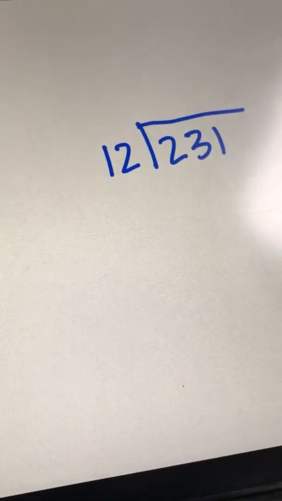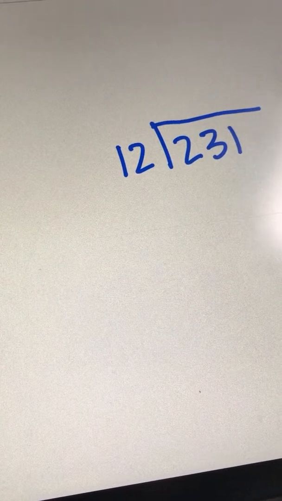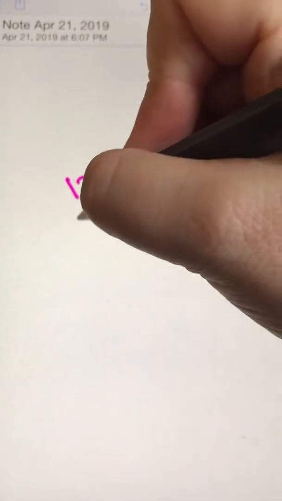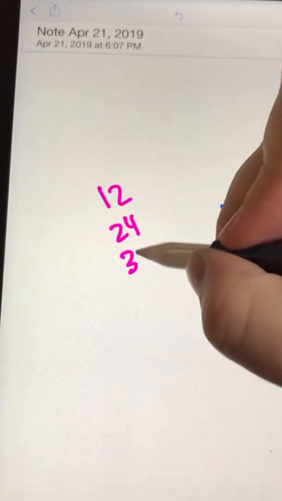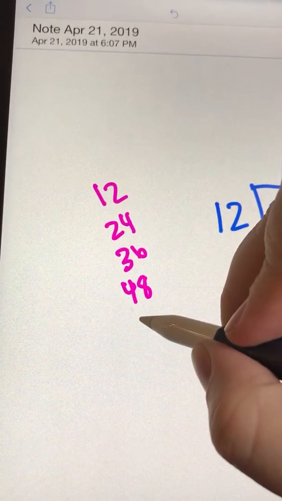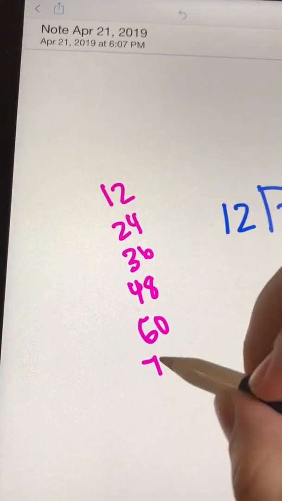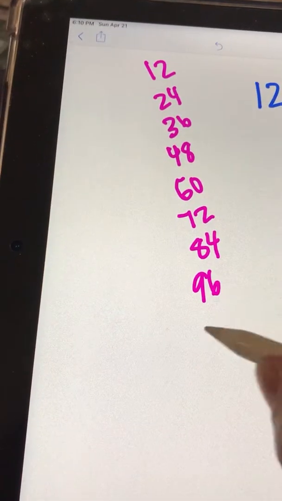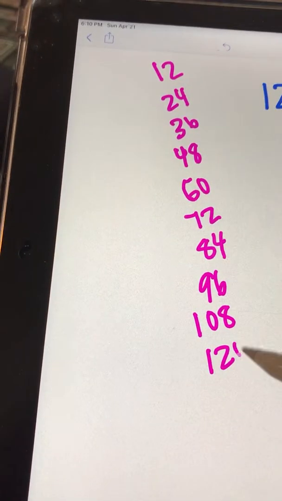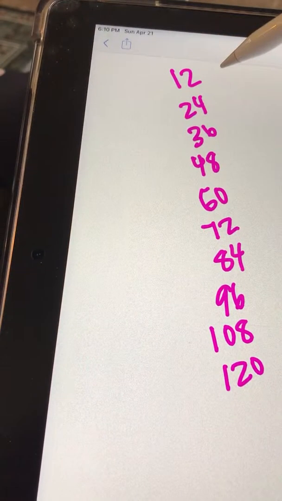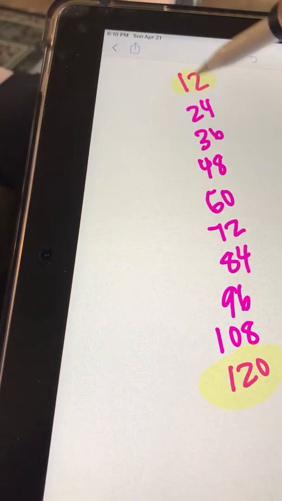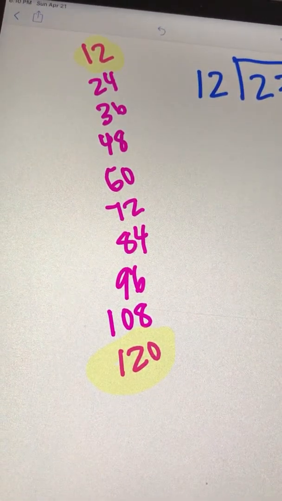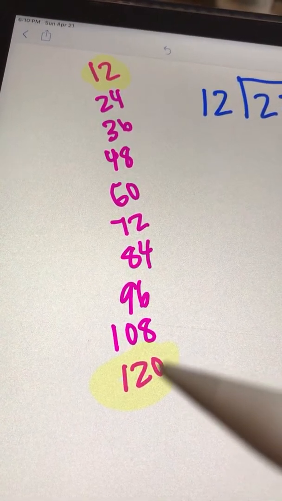What I'm going to always do is come off to the side and make myself a list of multiples. With 12, it's pretty easy because I know them. 12, 24, 36, 48, 60, 72, 84, 96, 108, 120. Now, as you know, when you get to the 10th multiple, it's just the same as the first number with a 0 at the end. So that always is a little checks and balances to make sure that I did my repeated addition correctly.